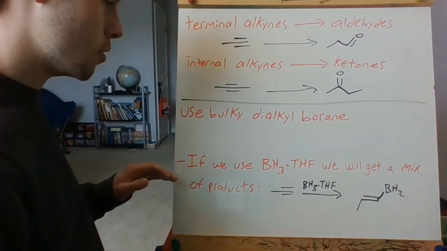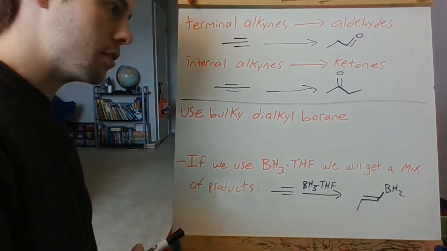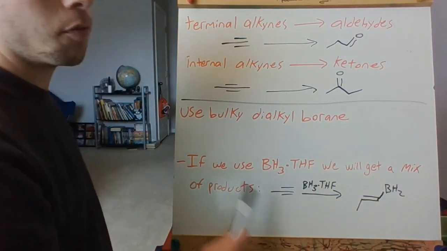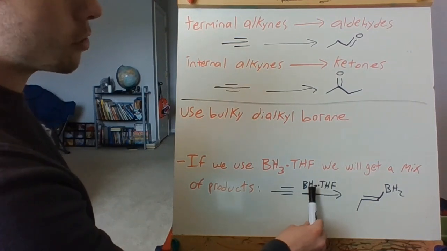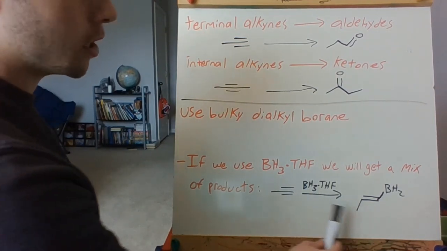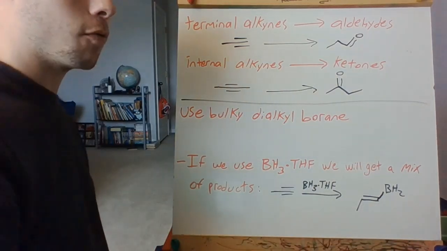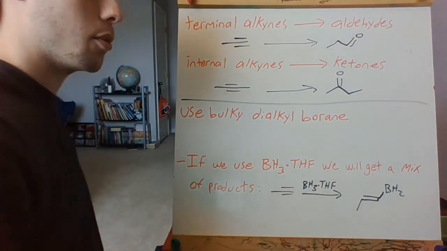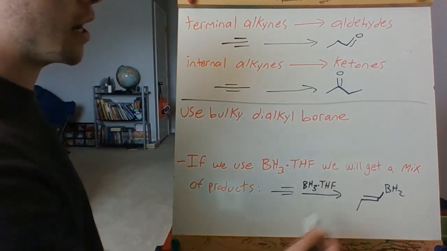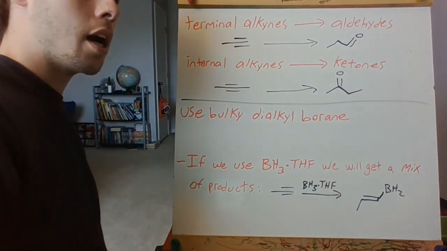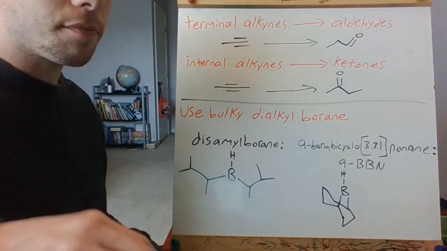And that's because if we use BH3 coordinated to THF, like we just saw with alkenes, we're going to get a mixture of products, and this is not very useful. So you can see after BH3 reacts with our alkyne, we get an intermediate that looks like this. And again, we have a pi bond that can further react with this type of species. And so we're going to get addition of our nucleophile to both of these carbons, or multiple additions. And so this is not useful.